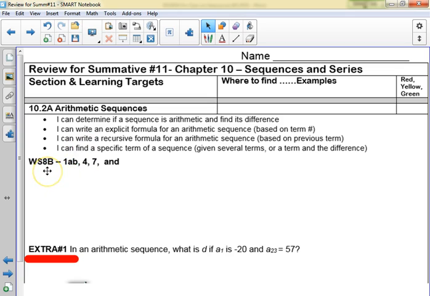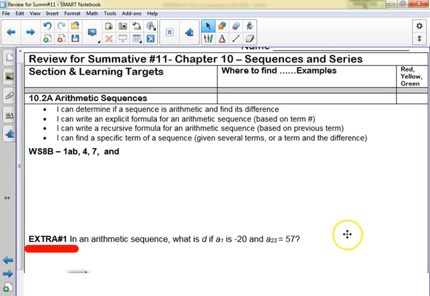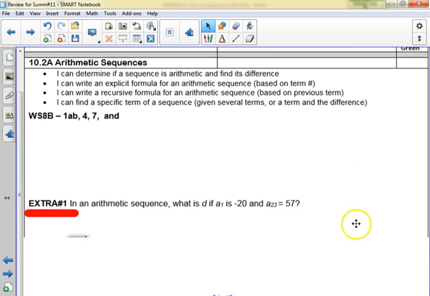So on 8B, there are 3 questions that would fit in this section, and then I have one extra one down here. You want to do this extra one first? Okay. In an arithmetic sequence, what is the difference if the first term is -20 and the 23rd term is 57?